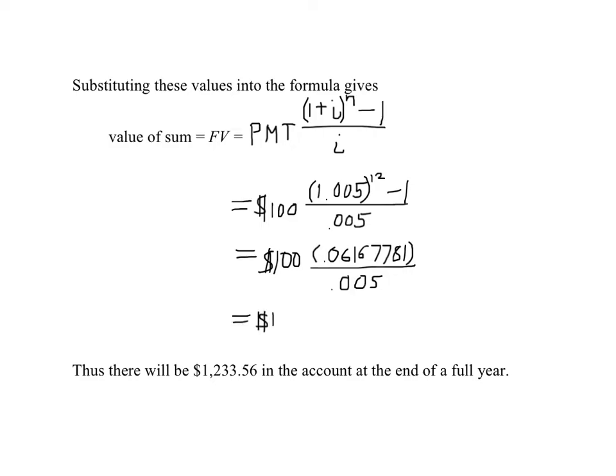So we have $100 times 12.3355624 once we carry out this division right here, and that works out to $1,233.56 in the account at the end of a full year. Notice that that is plausible. We've made 12 separate $100 deposits, and we're earning a little bit of interest along the way. We end up with a little more than $1,200 at the end of the year.